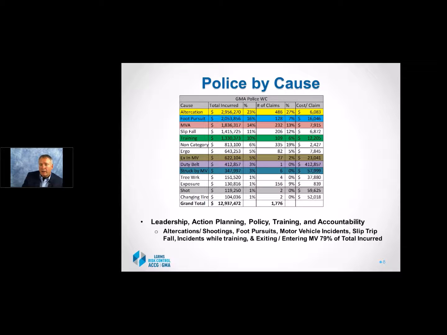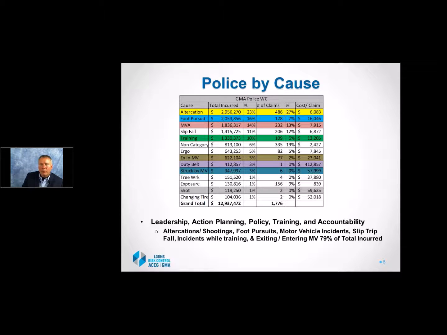Foot pursuits, I think, are something that we can have an impact on. MVA is motor vehicle accidents. We'll talk about that in our next presentation regarding property and liability, but that's 14% of total incurred, 13% of claims. Incidents while training, again, doing defensive tactics training or physical training, anything to that effect. We're seeing about 10% of our incidents within the police department related to training. Exiting and entering motor vehicles, about 5% of our incidents. A very simple task, people getting in and out of motor vehicles. About 5% of our total incurred, almost $600,000 in those 3 years related to people getting in and out of their vehicles.